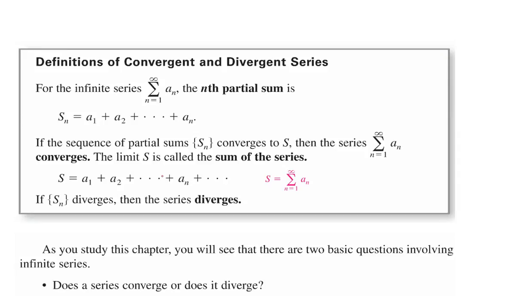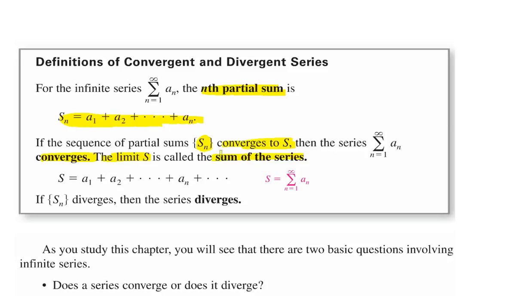Okay, definitions of convergent and divergent series. For the infinite series, the nth partial sum is given by that. Alright guys, it's very easy to understand. Sum means you add up all the terms. The nth partial sum means you add up the first n terms. Okay? So this is the definition of the nth partial sum. If the sequence of partial sums converges to S, then the series converges. Basically guys, if Sn converges to a finite number, then the series converges. The limit S is called the sum of the series.